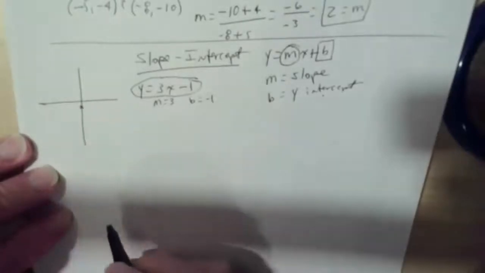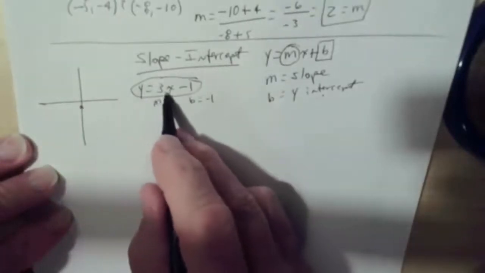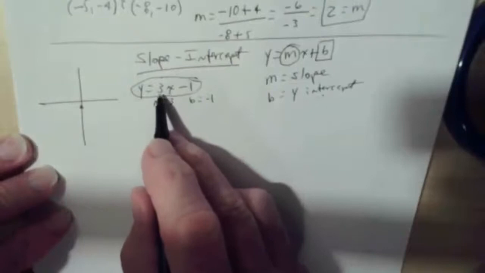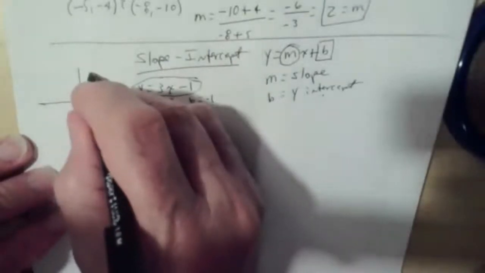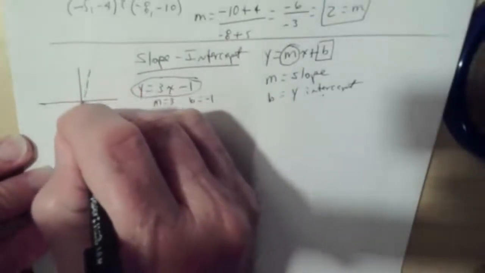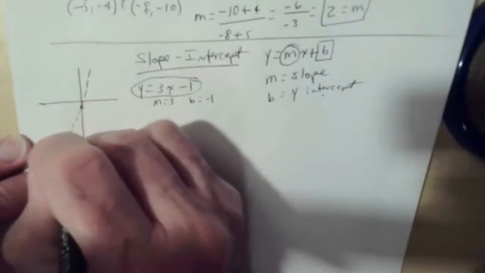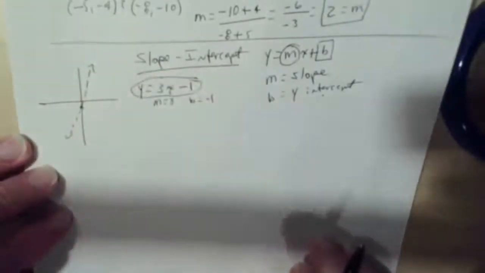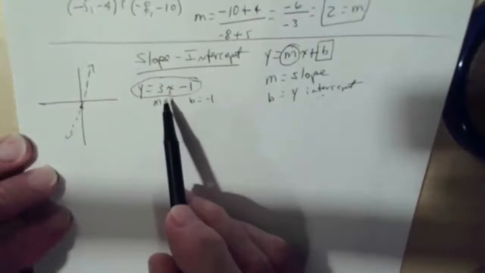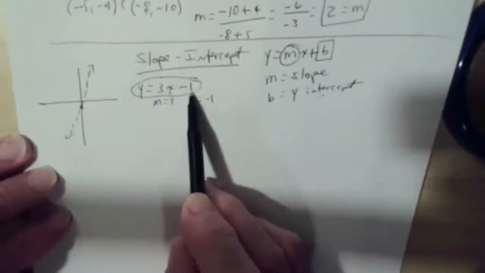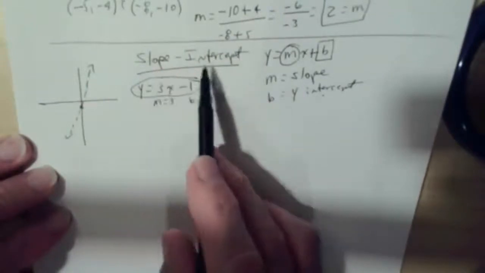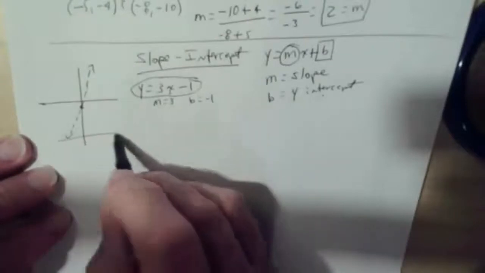And the slope is 3, fairly steep, going up and to the right. Okay, and that's what that would look like. Again, slope, y-intercept, and what's it called? Slope-intercept, oddly enough. So what if we had this?